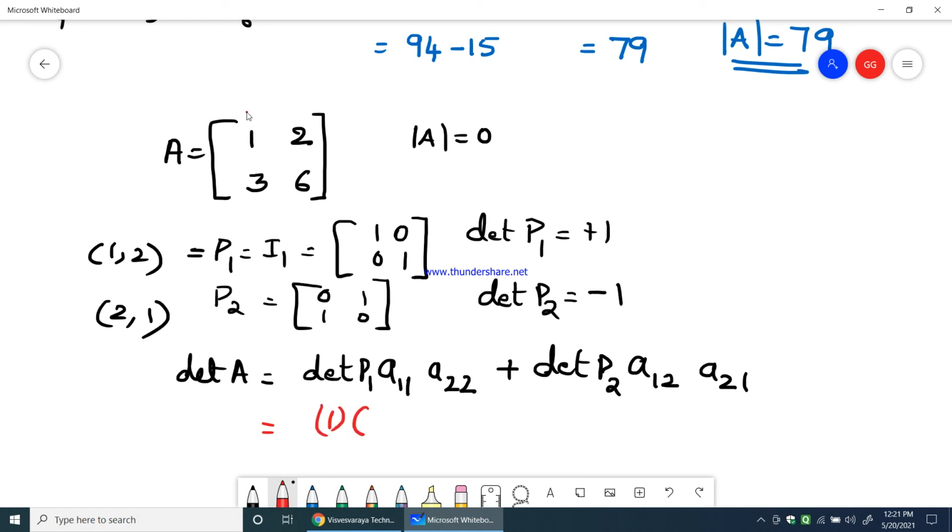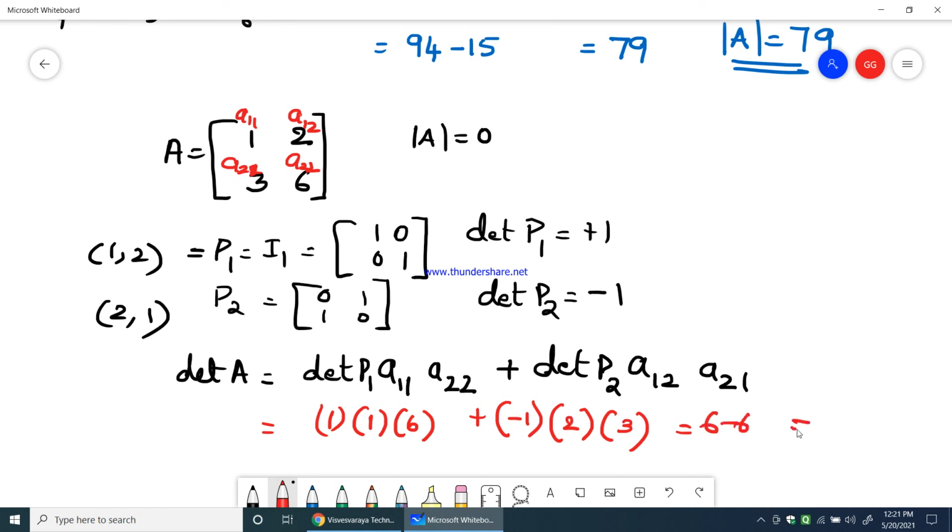Now this will be equal to determinant of P1 is plus 1, 1 into A11, A12, A21, A22. So A11 is 1, A22 is 6, plus determinant of P2 is minus 1 multiplied by A12 is 2, A21 is 3. So which is equal to 6 into 1 into 1 is plus 6, 3 2s are 6 into minus 1 is minus 6, which is equal to 0. So therefore this is how we use the big formula to find out the determinant of any given matrix.